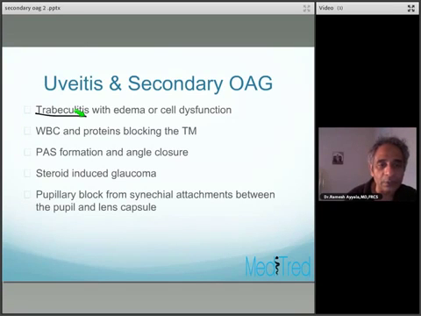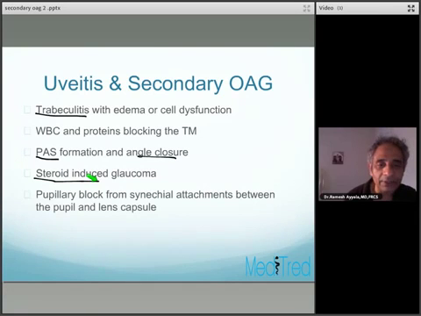WBCs, white cells and proteins, blocking the trabecular meshwork. Remember, when you have uveitis, the blood aqueous barrier is broken, and so white cells and proteinous material can leak into the aqueous humor, and via the aqueous humor can travel into the trabecular meshwork, block the TM, and cause the pressure to go up. Chronic inflammation can give rise to peripheral anterior synechiae formation and angle closure, giving rise to elevated intraocular pressure. The treatment for uveitis, often the first line of treatment, is steroids, and if the patient happens to be a steroid responder, this in itself can cause the pressure to go up.